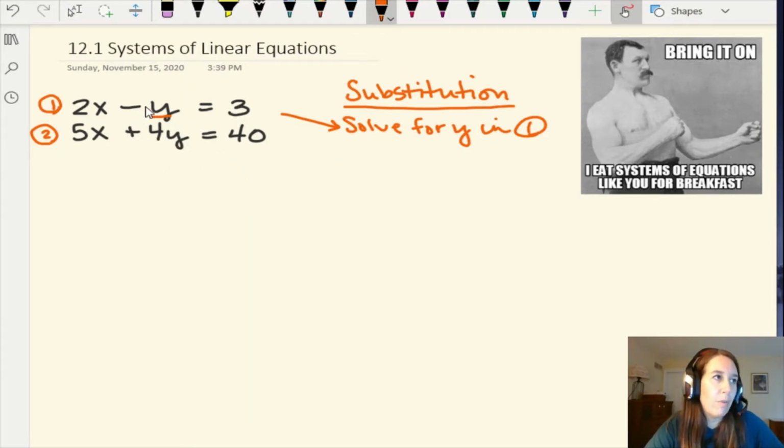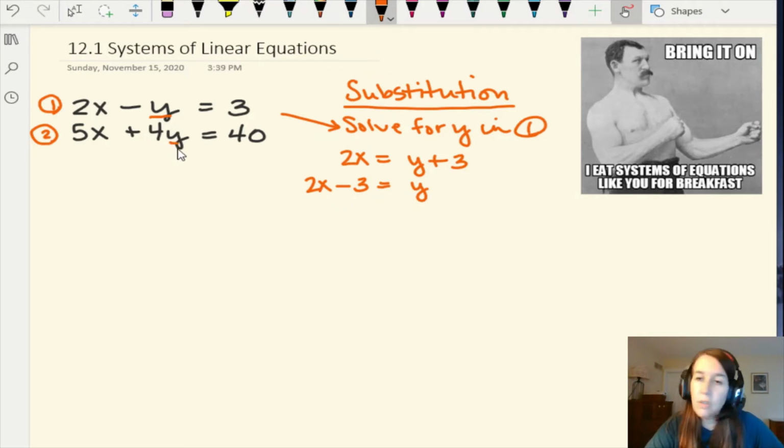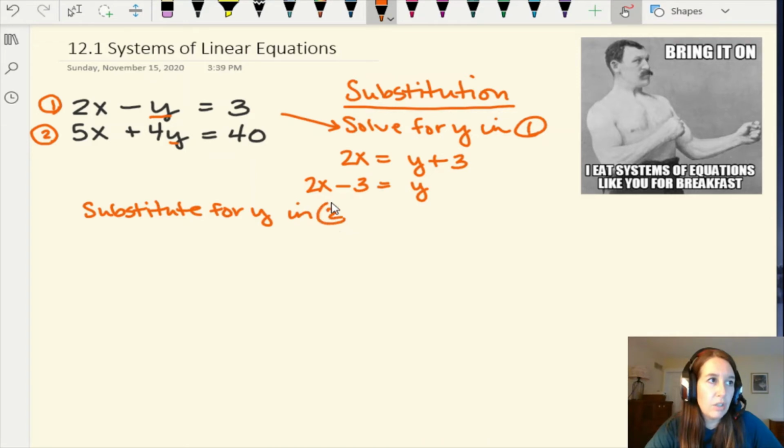So if I want to solve for y, I'm going to add the y to the other side. So that would be 2x is equal to y plus 3, and then subtract the 3. So y is equal to 2x minus 3. Okay, now I'm going to take that y equals 2x minus 3, and I'm going to substitute it in for y in equation 2.